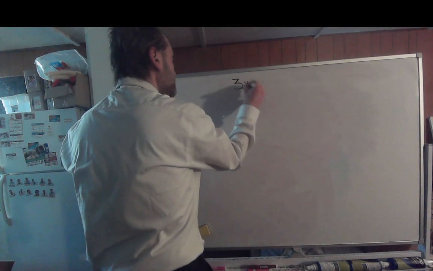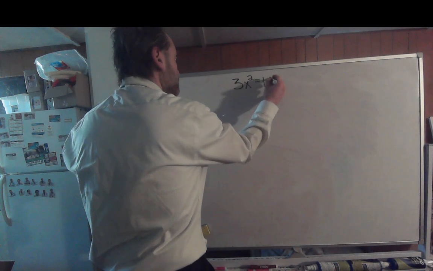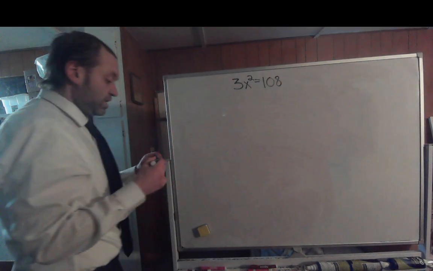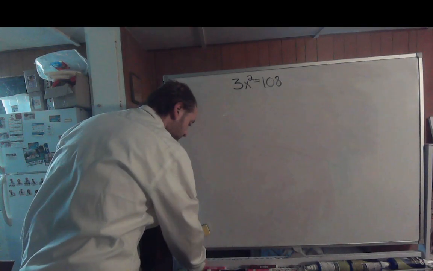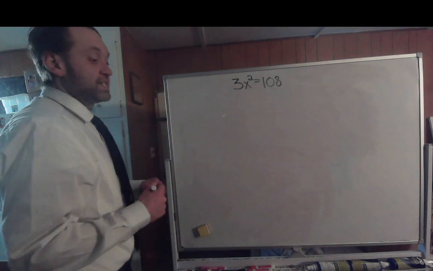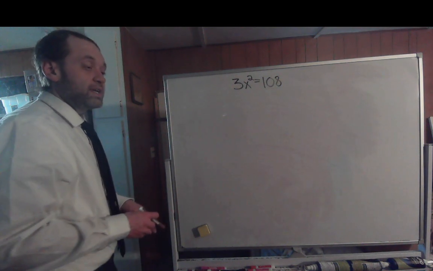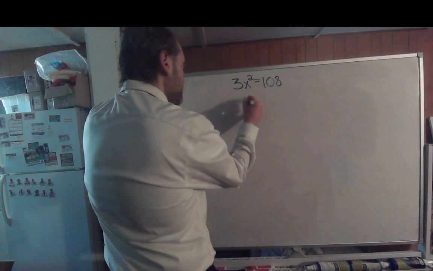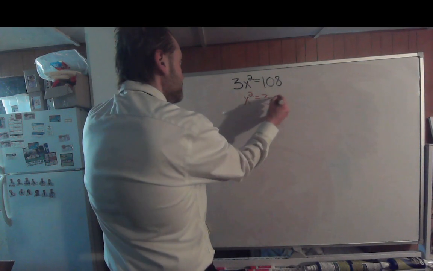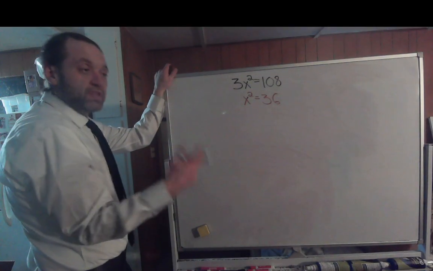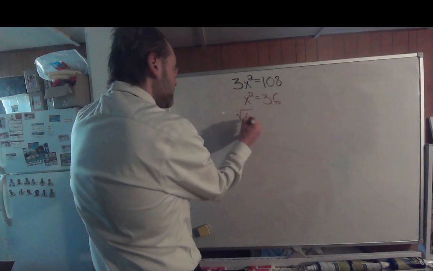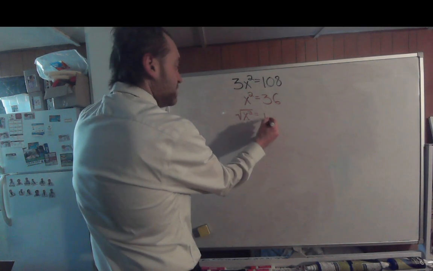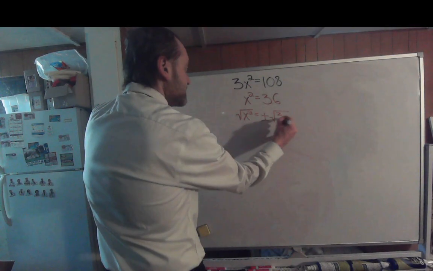All right, what do we have now? We have 3x squared is equal to 108. First thing I'm going to suggest is let's get the x squared by itself, make the coefficient a 1. So you divide both sides by 3, and you get that x squared is equal to 36. And then you'll just take the square root of x squared, and set that equal to both plus and minus the square root of 36.